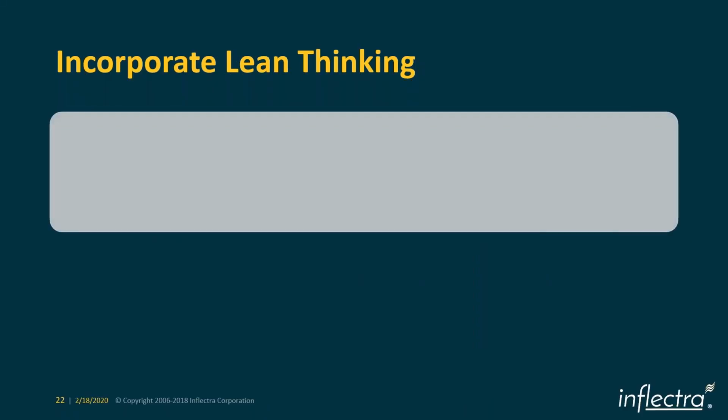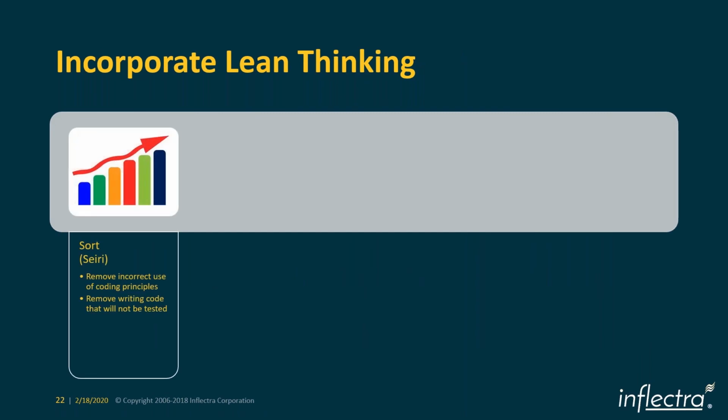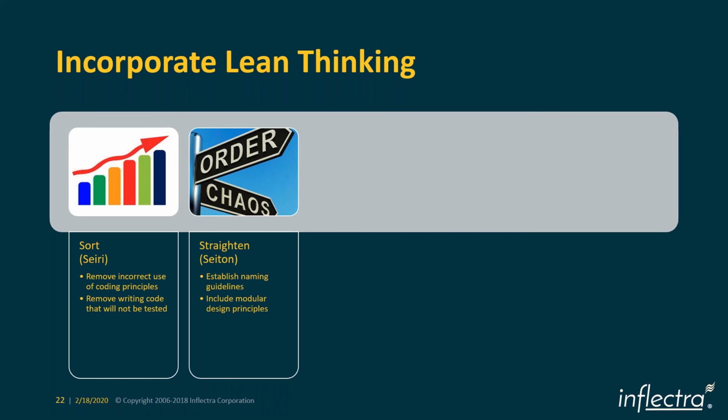So when you're doing this, incorporate lean thinking, right? So sort, remove unnecessary things that are not required. Remove writing code that will not be tested, things like that, right? And then this is the 5S principle from the lean thinking that I'm talking about, right? And then straighten out, establish proper naming guidelines, or include modular design approaches. So what are some of the tools that you can use that promote this, rather than you reinventing everything and then having everything in a state of mess that adds to the technical debt, right?